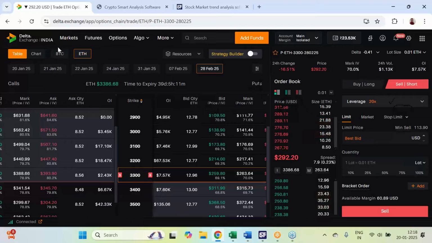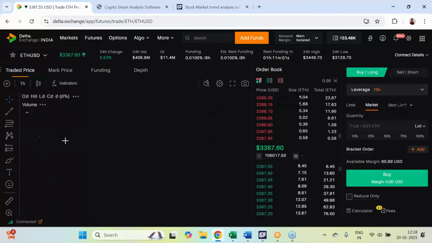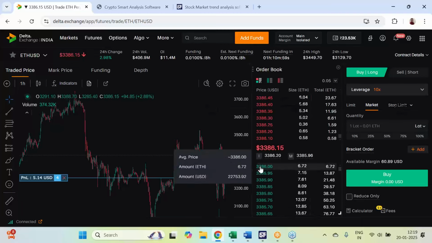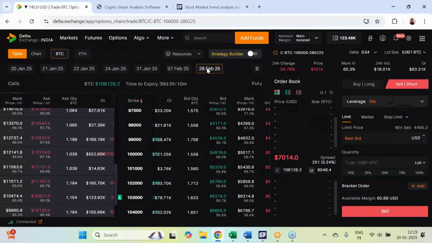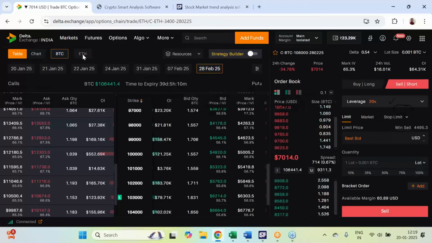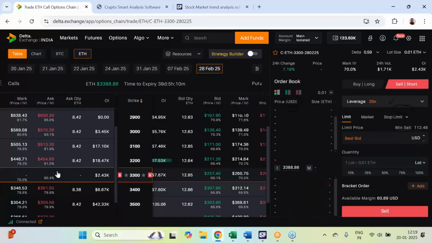Our Ethereum future also would have changed. So if I just go to the future part and see, here Ethereum is trading at 3386, and its options, if I go for 28th February 2025 Ethereum options, it is currently at 260. You can take 260 USDT also. So this is what we are, you can say 3,300 call option is trading at this price, and you can, sorry, it is put option, right side put option, left side is call option.